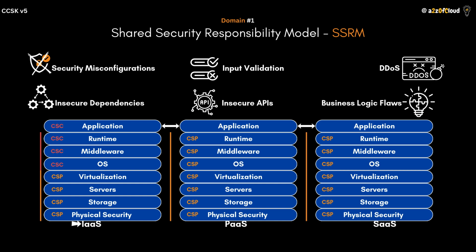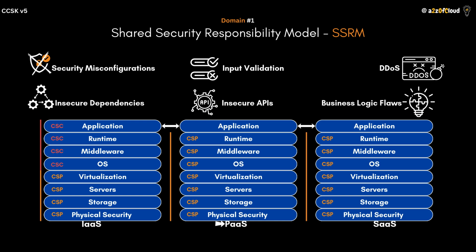In the infrastructure as a service model, the customer is responsible for securing the application code, and any middleware and runtime components installed on the operating system. The customer is responsible for the application layer in the infrastructure as a service model.